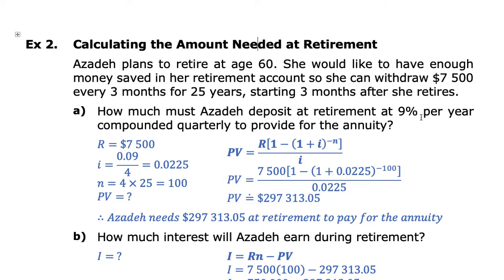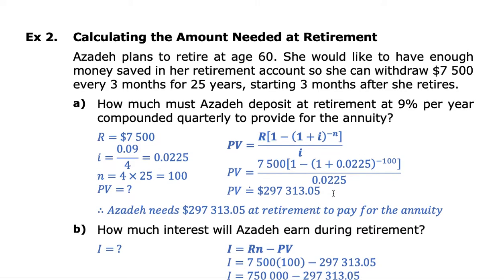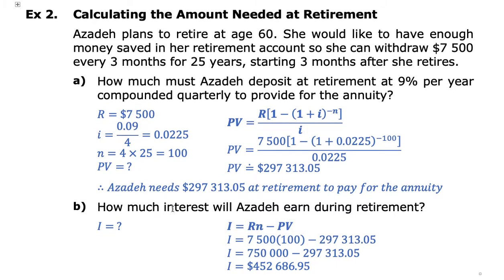Now 9% is a very high percentage rate, but let's take a look at the interest for this. How much interest will Azaday earn during retirement? And we'll use our formula. Calculate the sum of the payments. That's 7,500 times 100 intervals. That's $750,000. We'll subtract the present value, what it was worth at the beginning, and this is what it's worth at the end. The difference between the two is the interest that has incurred over the 25-year period.